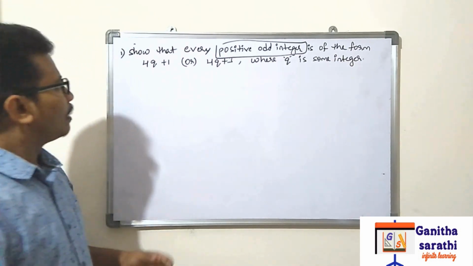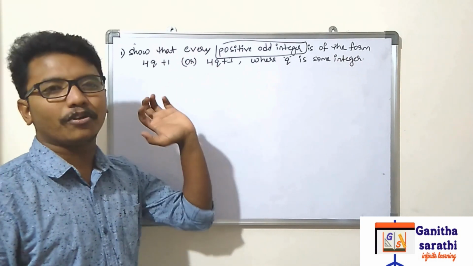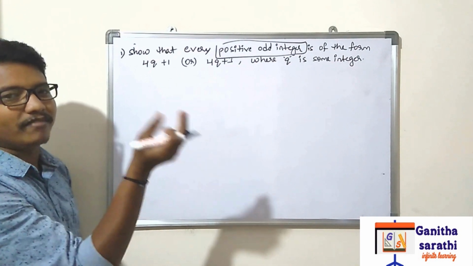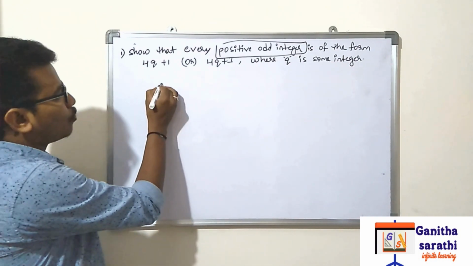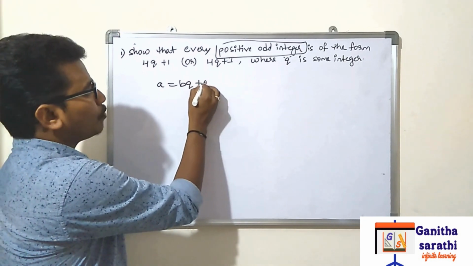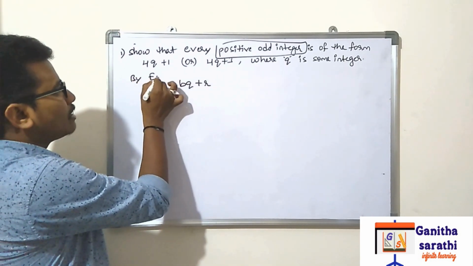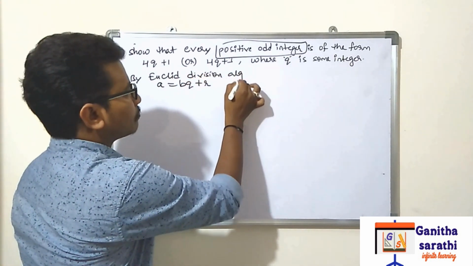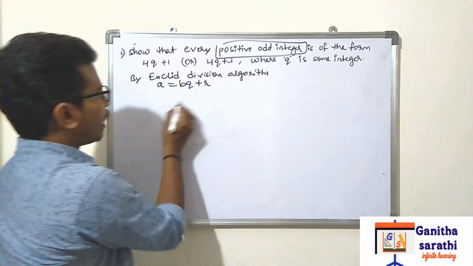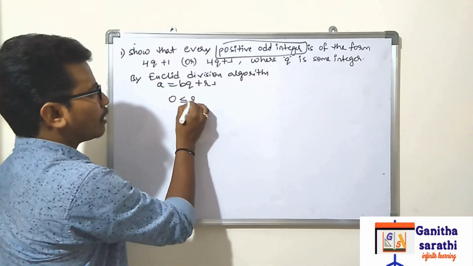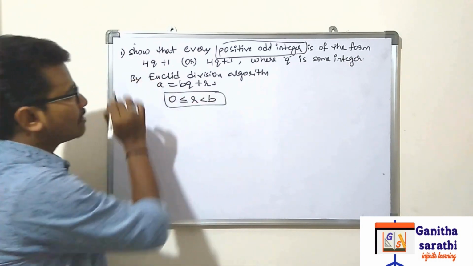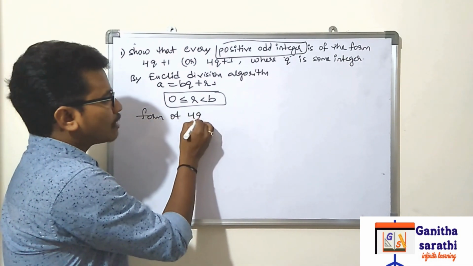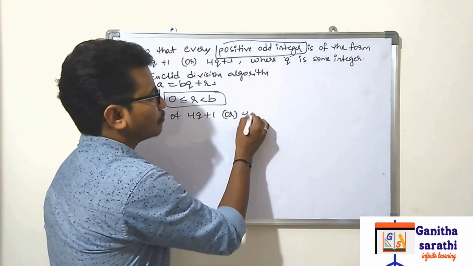Now see, the form should be 4q plus 1 or 4q plus 3. Here we don't know the A value, meaning we don't know the dividend. So what is the statement? A is equal to BQ plus R by Euclid's division algorithm. And what is the condition? 0 is less than or equal to R less than B. What he is giving is that it should be in the form of 4q plus 1 or 4q plus 3.